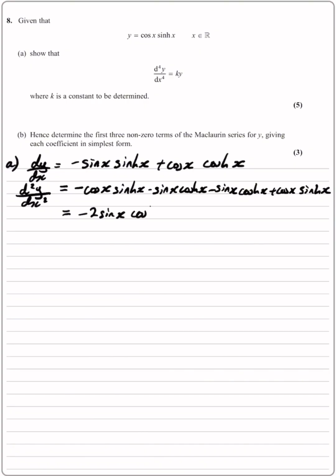Then we can collect those together, cancel the bits that cancel. We get minus 2 sine x times by hyperbolic cos of x. So for the third differential, product rule again, sine x differentiates to cos x. And hyperbolic cos of x differentiates to hyperbolic sine of x.